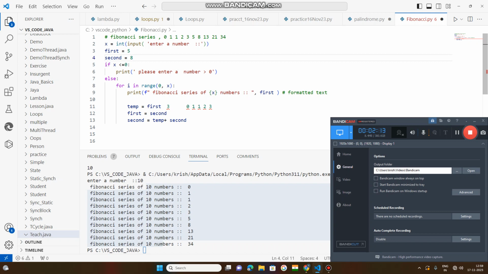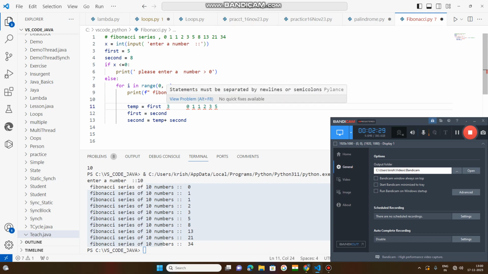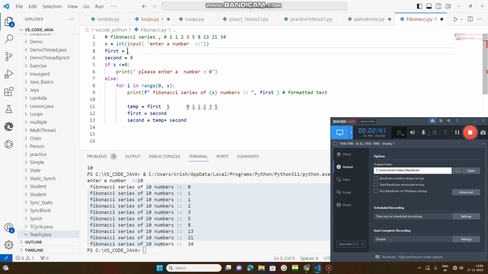Okay, now next, whatever the first variable stores, this will be 5, 5 will be printed. Now what next? Temp is equal to first value 5, temporary holds 5. Now first is equal to second, so first is equal to second, this will be 8.